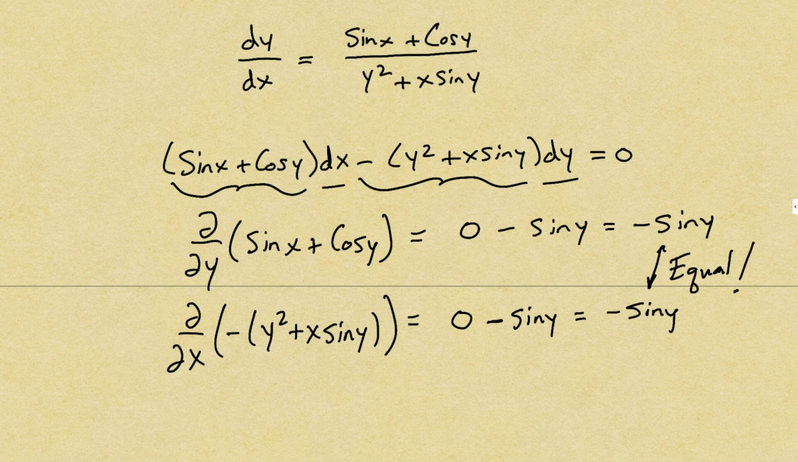And that's how you always check it. The term that has a dx, you take a derivative with respect to y, and the term that has a dy, you take the derivative with respect to x, and they have to be equal in order for it to be an exact equation. And be sure not to miss the minus signs.